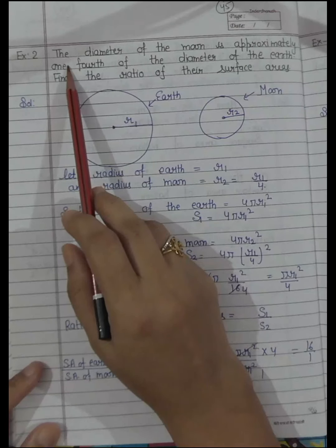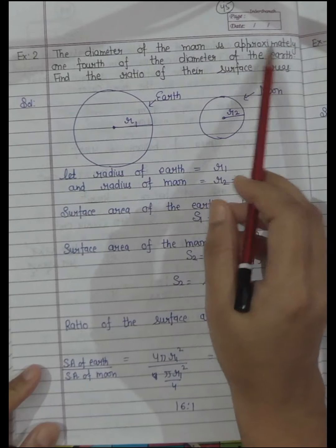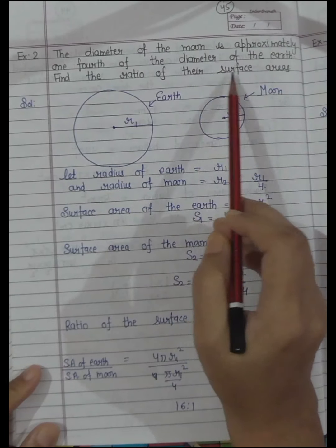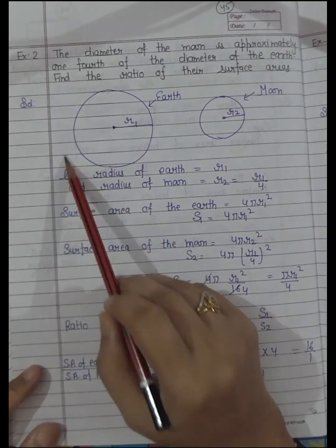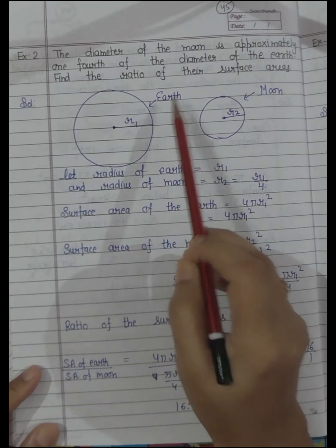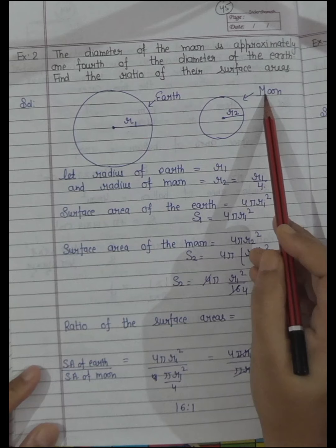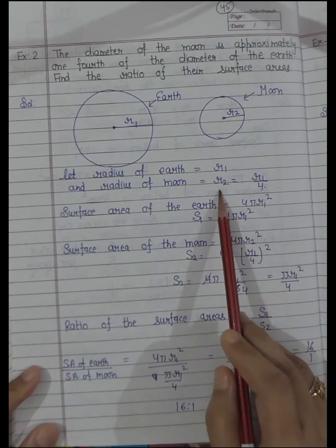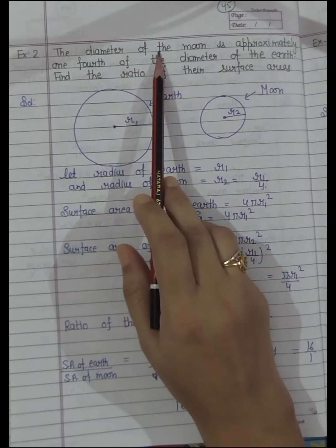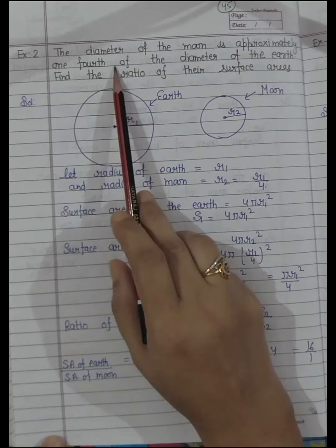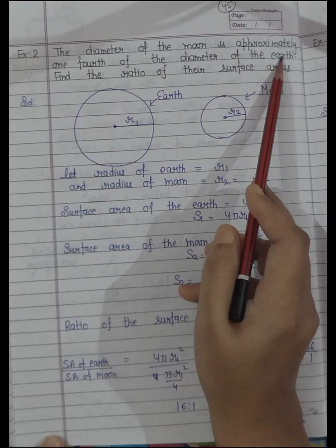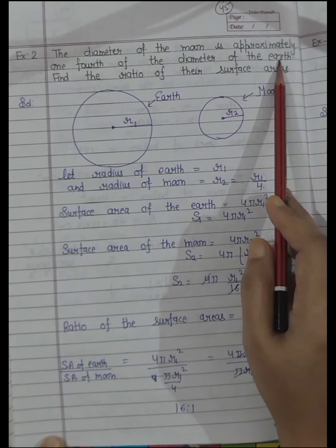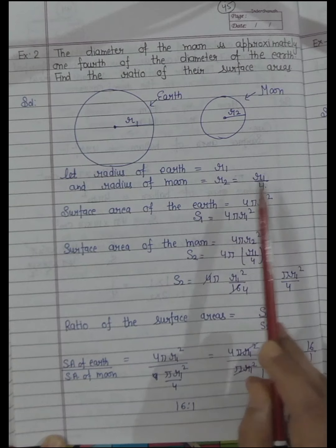Next example. The diameter of the moon is approximately 1/4 of the diameter of the earth. Find the ratio of their surface areas. Let the radius of the earth be R1 and the radius of the moon be R2. But here it is written that the diameter of the moon is approximately 1/4 of the diameter of the earth. It means we can say that the radius of the moon is 1/4 of the radius of the earth. So the value of R2 will be R1 by 4.